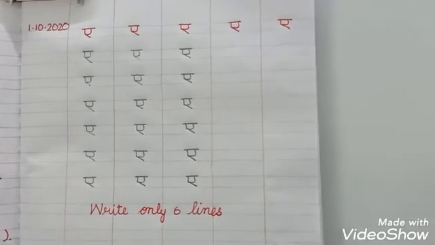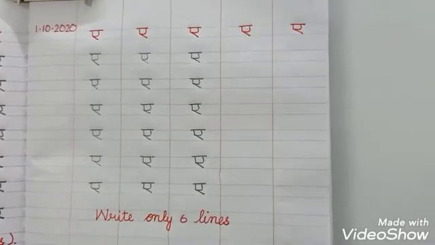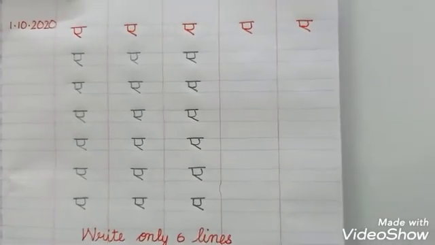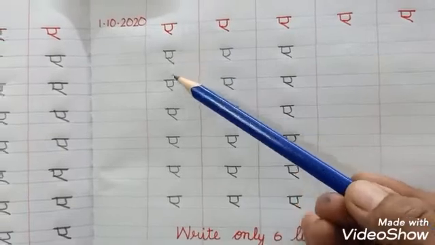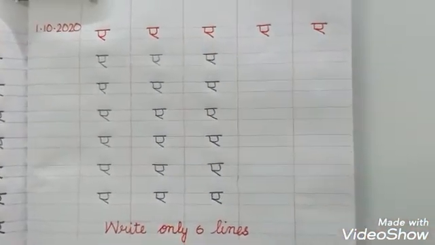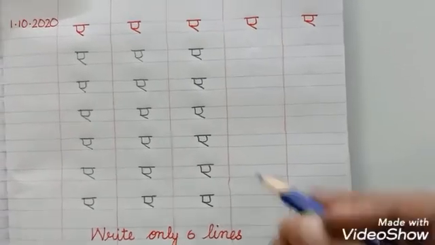Children, today in Hindi, you are going to write 6 lines of A se AD. Okay, like this. See, 1, 2, 3, 4, 5 and 6. I'll teach you one time. Okay, look here.